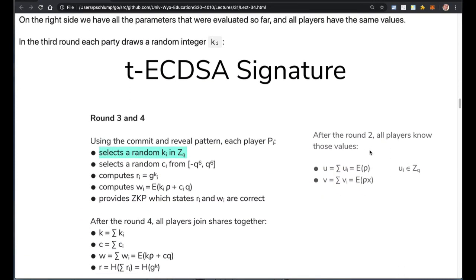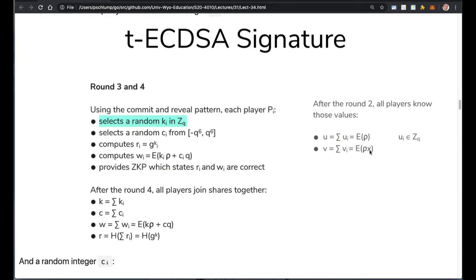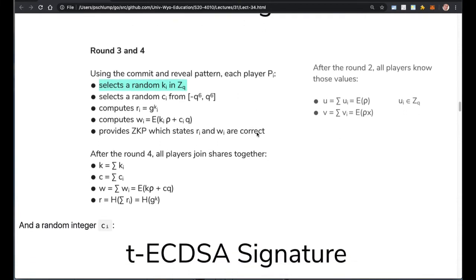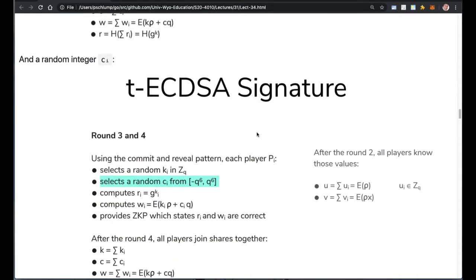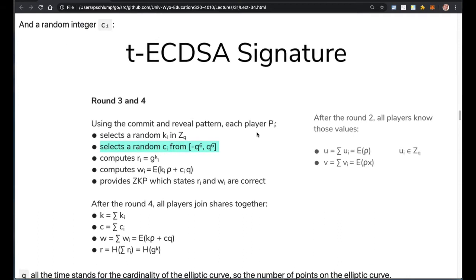So, again, we select a k sub i that's a random number inside the range of our potential elliptic curve, which is a 256-bit number. So each one of the nodes goes out and does another random number generation. And we select a random integer c sub i, which is the multiplier that we're going to use with the original k value.